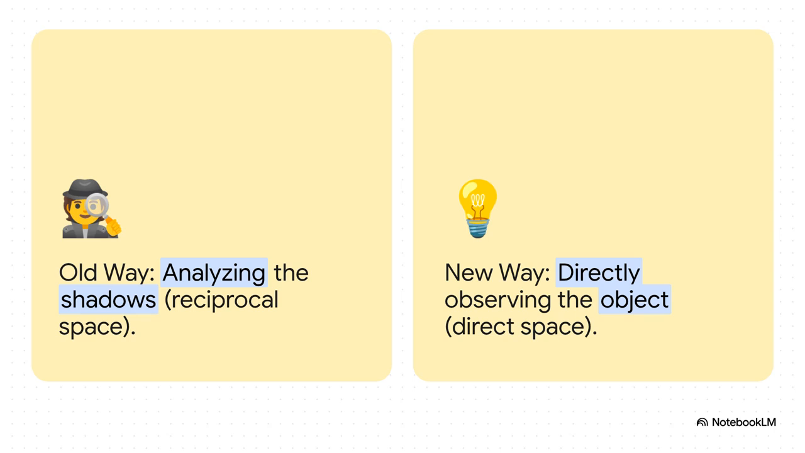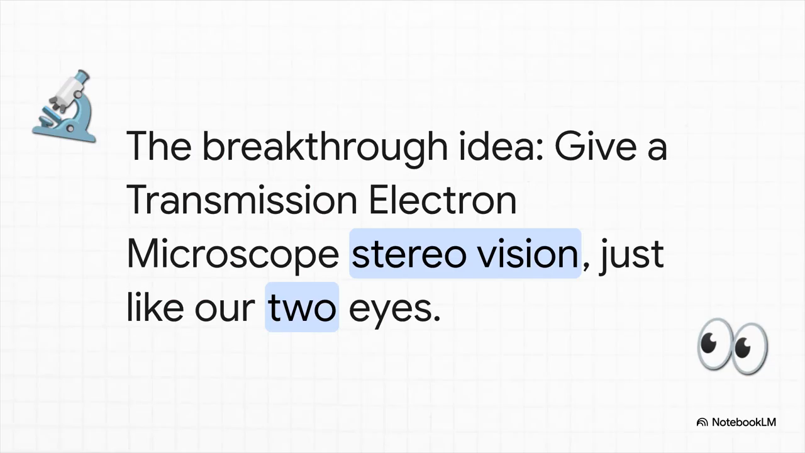This new method, though, it's all about direct space imaging. It's like someone just flips on the lights in the room. You can just look at the animal. Way more intuitive, right? So, how did they pull it off? This is the aha moment, and it's so clever because it's so simple. They basically asked, what if we could give one of the most powerful tools in science, the transmission electron microscope, what if we could give it stereo vision?